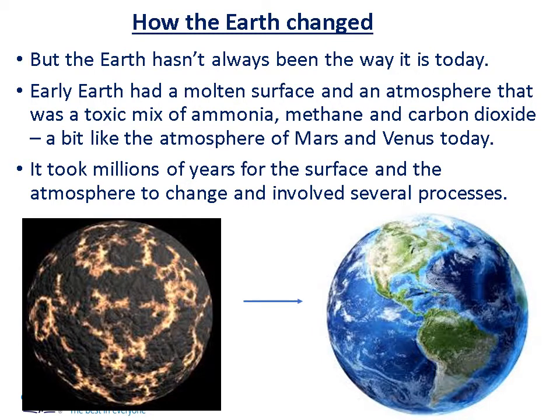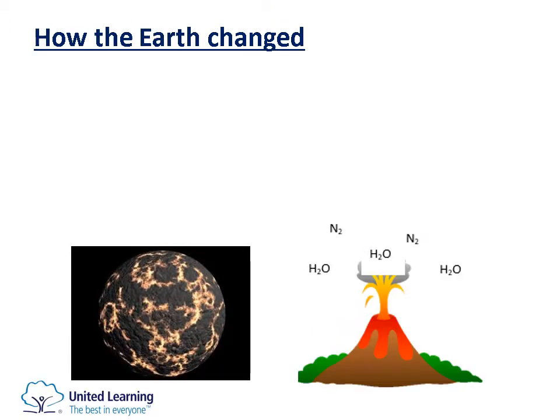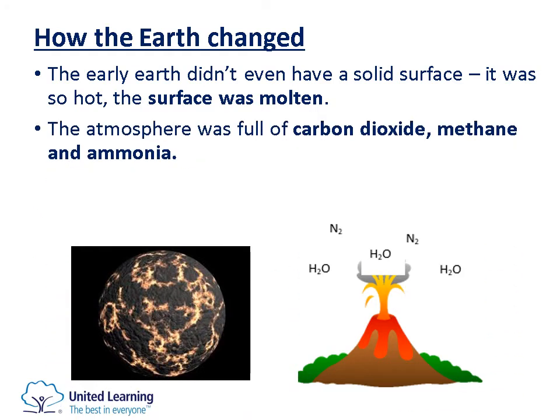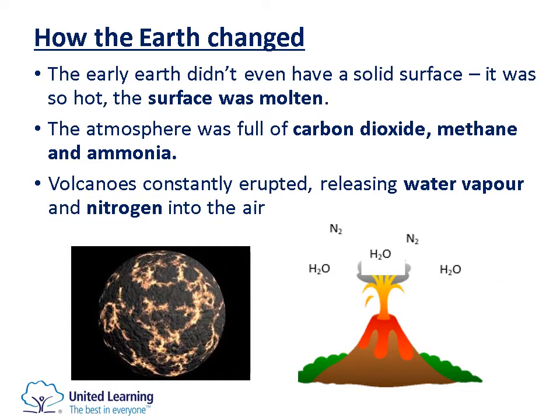I'm going to quickly go through the processes that have led to this, but like I said, we've been through this in previous lessons, so if you are confident with this and you understand it already, just fast forward straight past it. You don't need to listen to it if you already know it. So the Earth's early atmosphere didn't have a solid surface, it was molten rock, and it was majority carbon dioxide, methane and ammonia like the diagram shows. That was because of constant volcanic eruptions. They also released water vapour and nitrogen into the air as well.